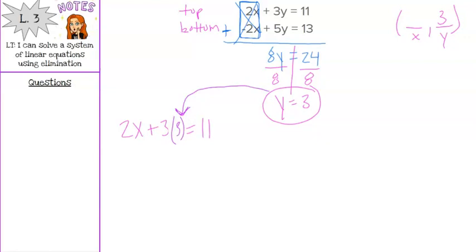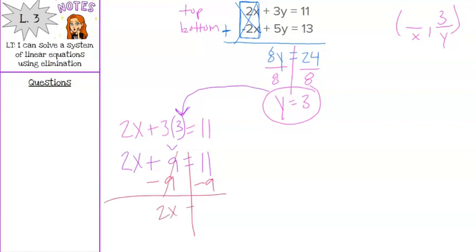Make sure you substitute using parentheses. We can solve this equation. So we have 2x plus 3 times 3 is 9 equals 11. Undo that plus 9 with a minus 9 on both sides. We get 2x equals 2. And lastly, divide both sides by 2. And we get x equals 1. So our solution is 1, 3. That's where the two lines would cross.